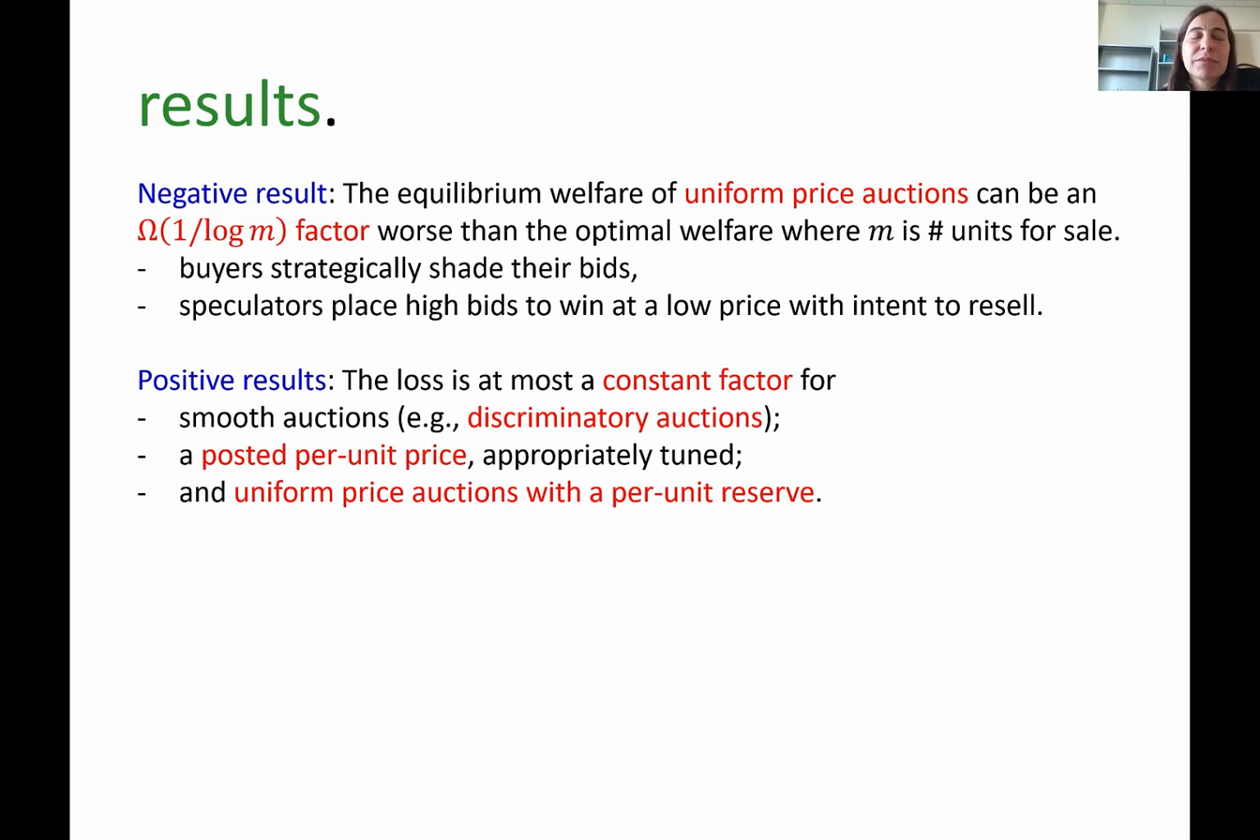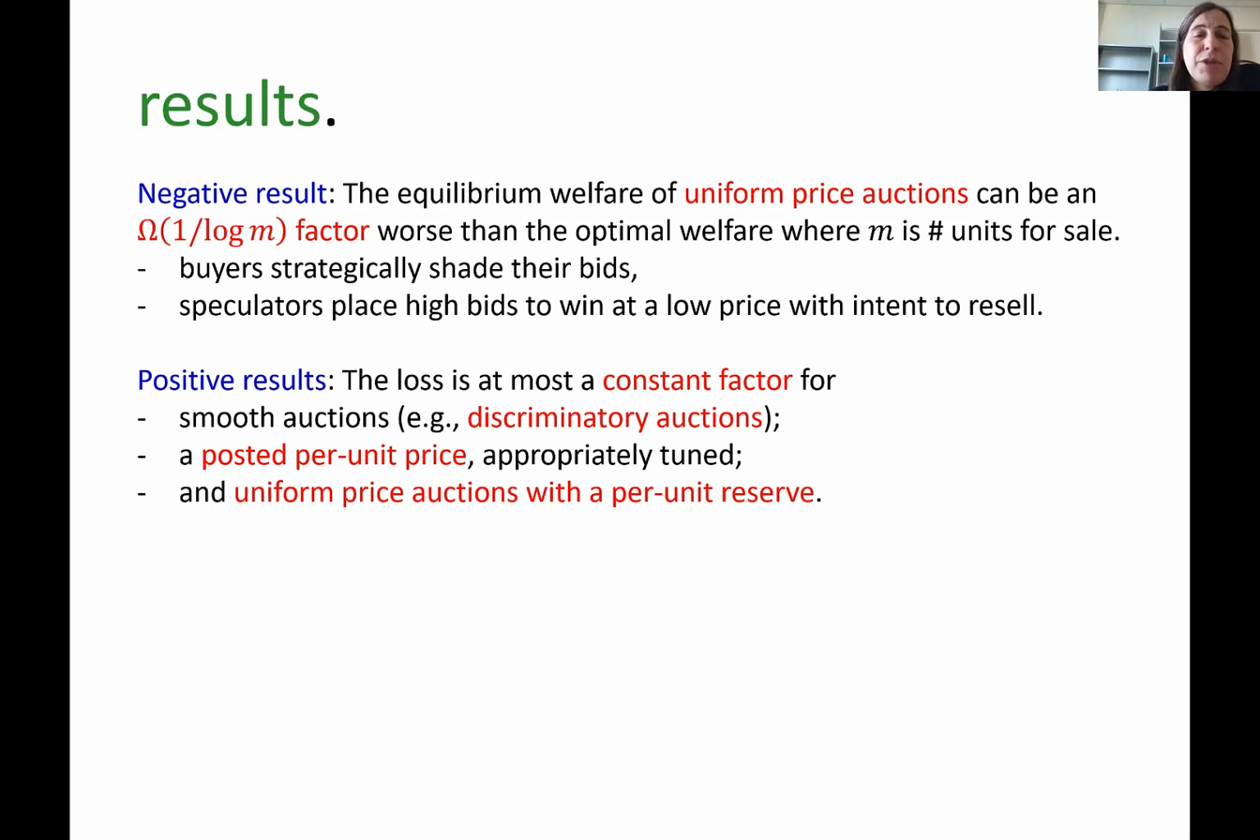And then the speculators are going to be reselling these licenses and have monopoly power, or market power, and hence there will be a distortion because they're trying to get revenue instead of optimizing welfare. And so, this is a negative result, and what can we do about it? And then, I'll tell you several positive results.